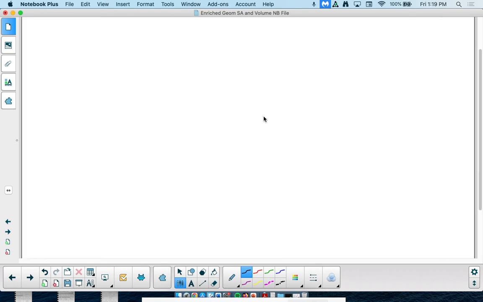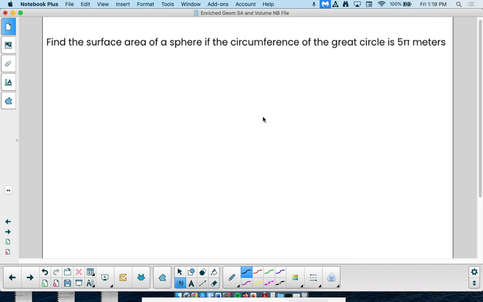Okay, let's work backwards here. Find the surface area of a sphere if the circumference of the great circle is 5 pi meters. What are we missing to find the surface area? The radius. We can find it because we have its circumference. Do you guys remember the formula for circumference? 2 pi r. Thank you. Okay, so we know this equals 5 pi.